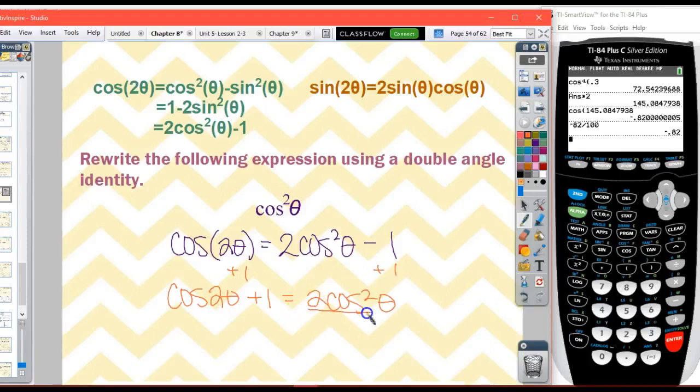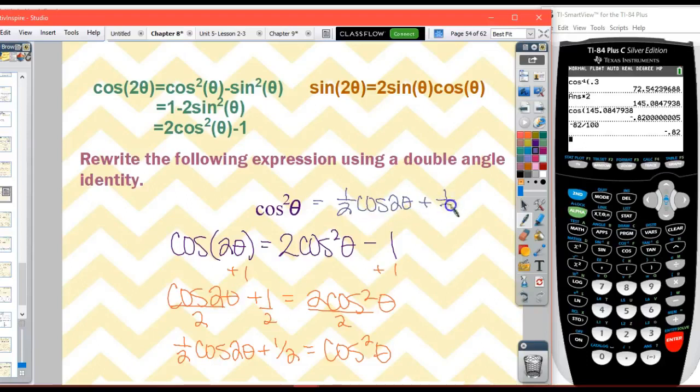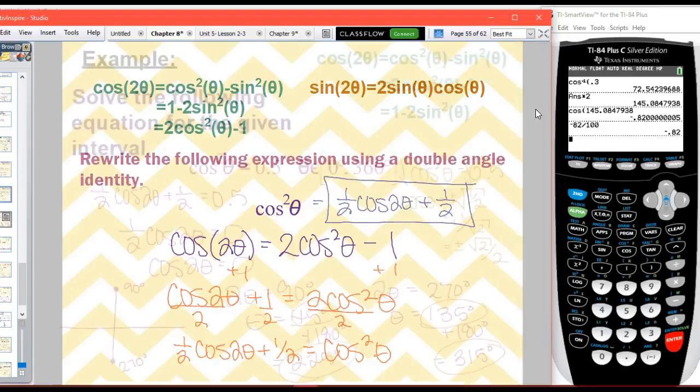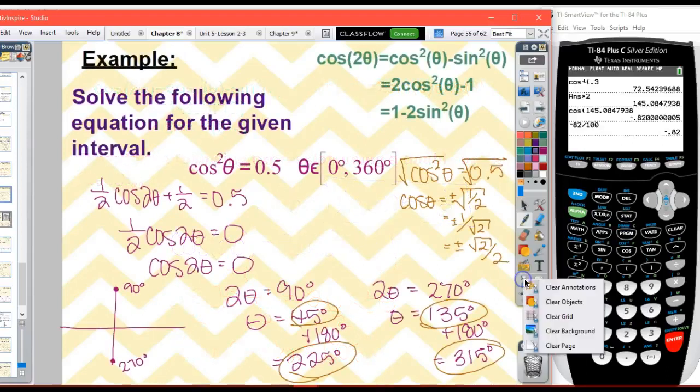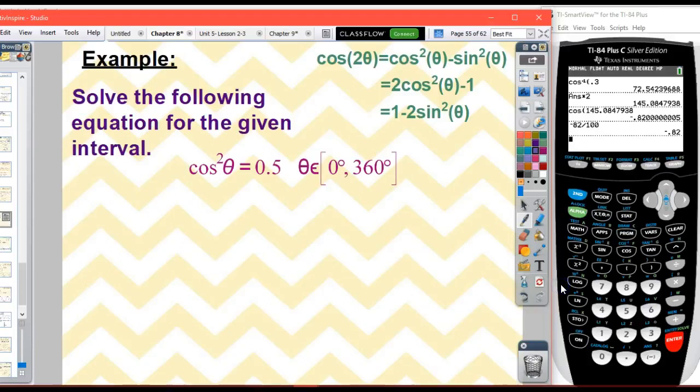I would now have to divide both sides by 2 and divide every single thing by 2. So I would get 1/2 cosine 2 theta plus 1/2 equals, now we have the cosine squared alone. So how I could rewrite this cosine squared is 1/2 cosine 2 theta plus 1/2. So just manipulated that identity a little bit. All right, so where we are going to need this is when we are solving equations.